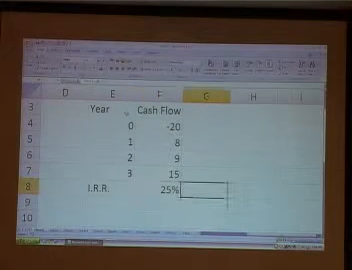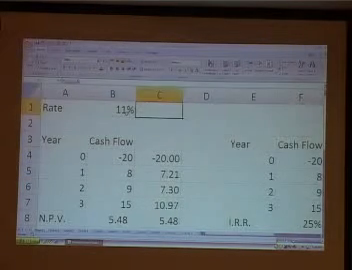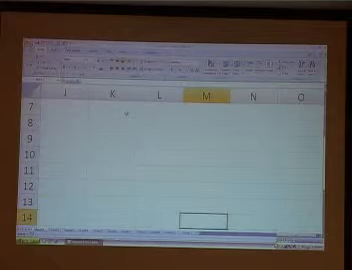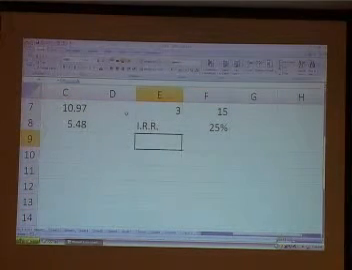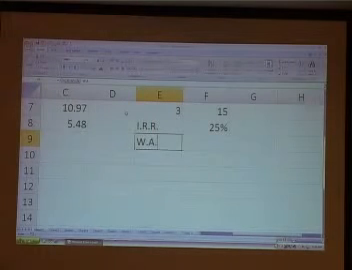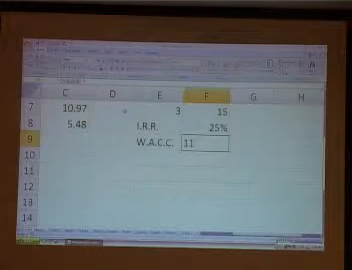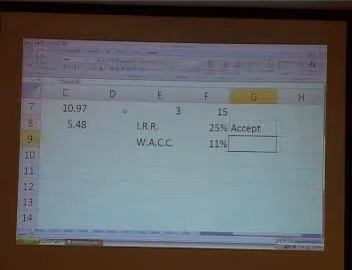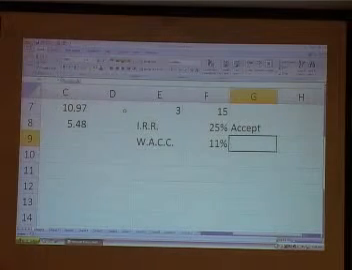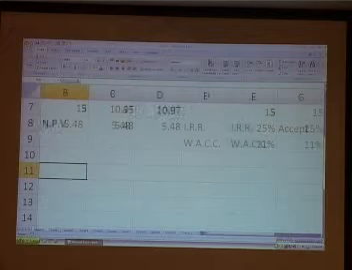And again, since IRR is greater than WACC, I thought my WACC was 11%. IRR greater than WACC. You will accept it. No problem. But can I just write it down for my sense of satisfaction?